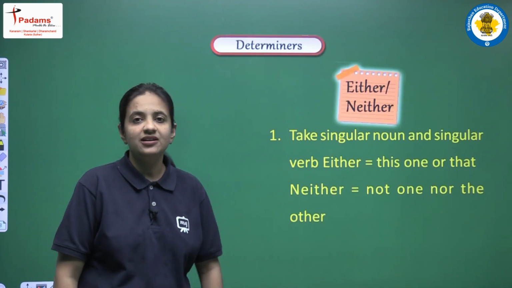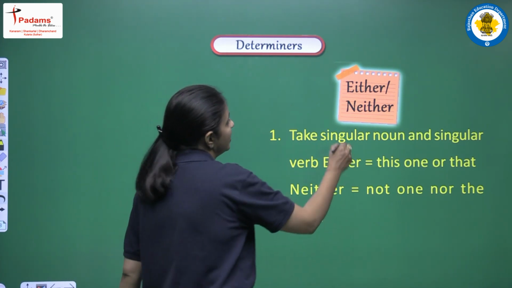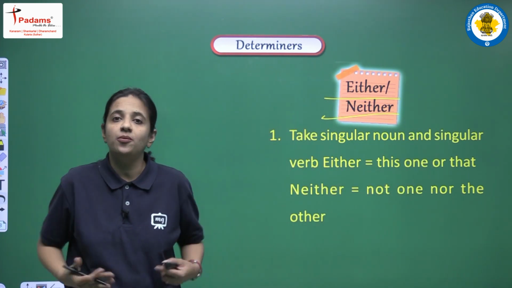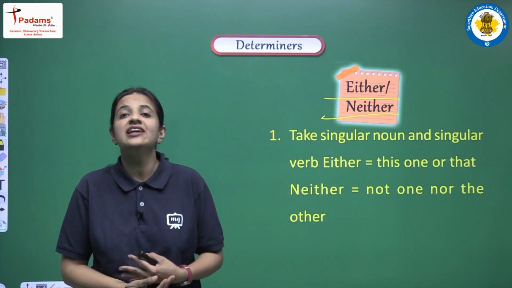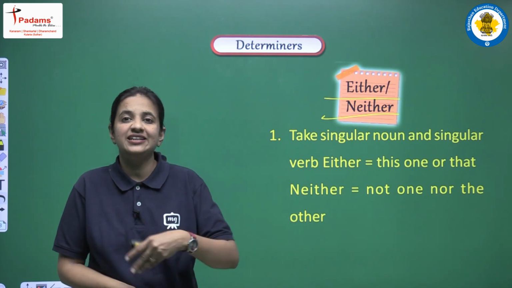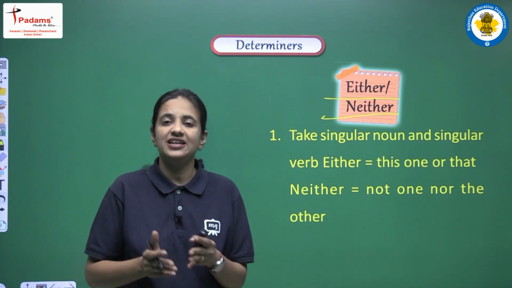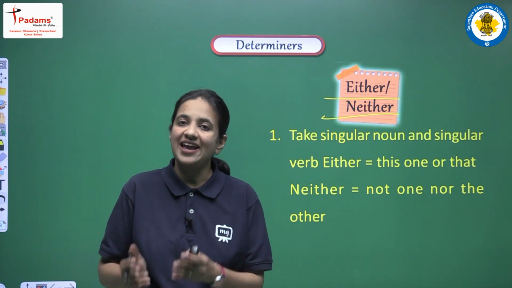Next we have our new pair, and in this pair we have two determiners. They are either and neither. So again it's a very common pair of determiners which we generally use a lot, either, neither, right? Either or, and we can say neither nor. Okay, so in this manner we use these determiners. Either or are used in positive sentences, and neither nor are used in negative sentences.